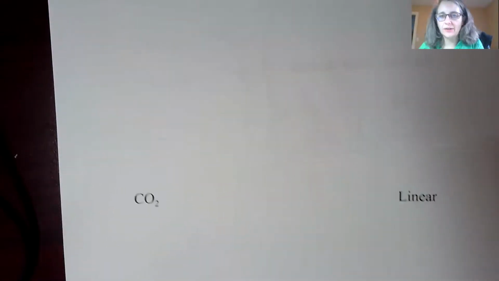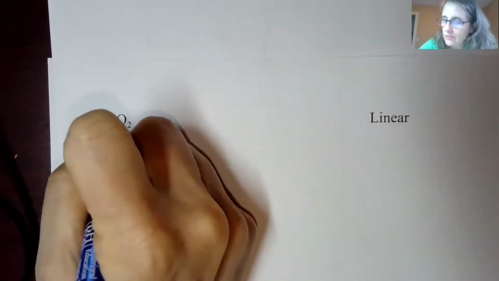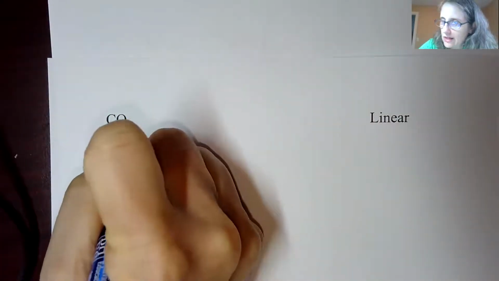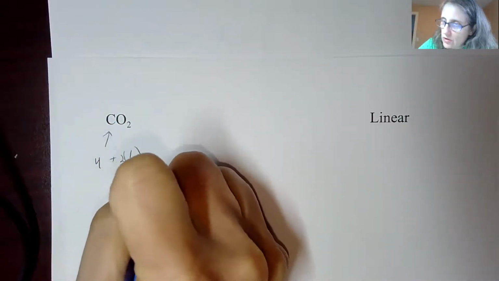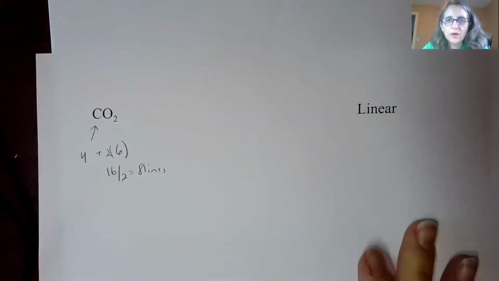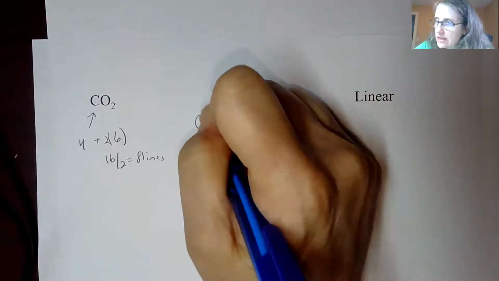All right, 2 other ones. One is linear, and linears are hard to find. They're not as common as some of the other ones. I'm going to draw CO2 because it is an interesting molecule when you count up its valence electrons. Carbon has 4 valence electrons, oxygen has 6, but there are 2 of them, so you should have 16 total. So you should have 8 lines in the structure. I'm going to put carbon in the middle and then oxygen on either end.